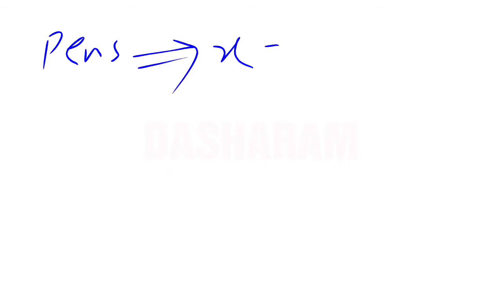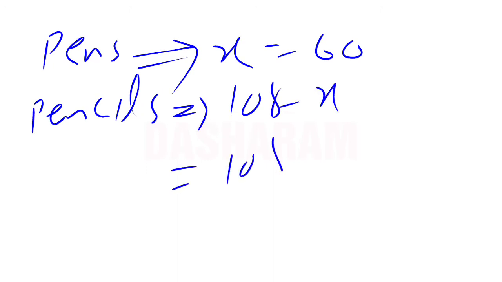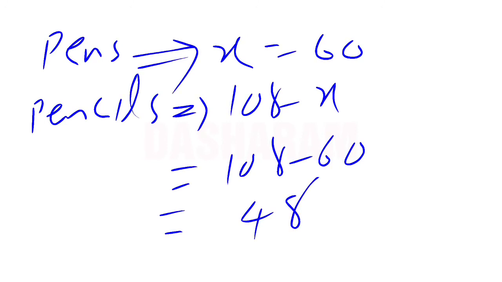So finally, number of pens. How many pens? x pens. So x value how much? 60. Number of pencils. How many pencils? 108 minus x equals 108 minus 60. So 48.